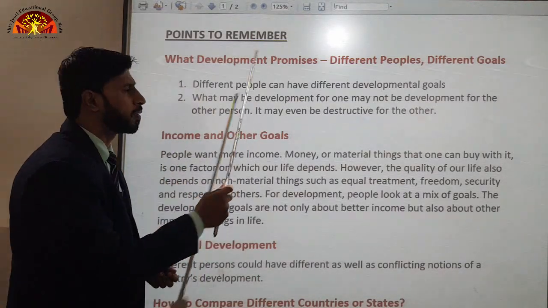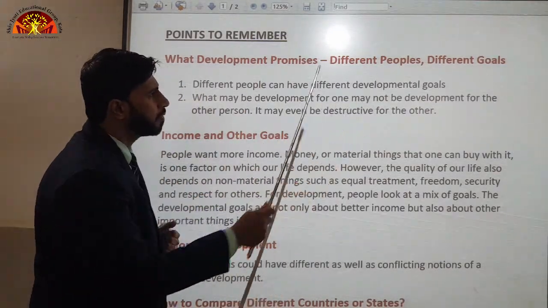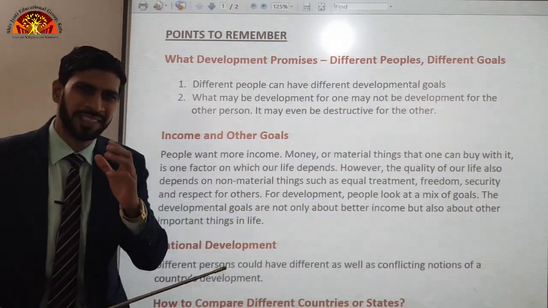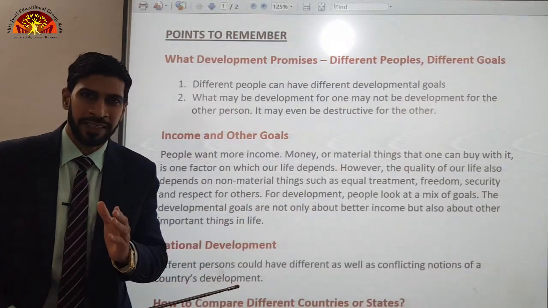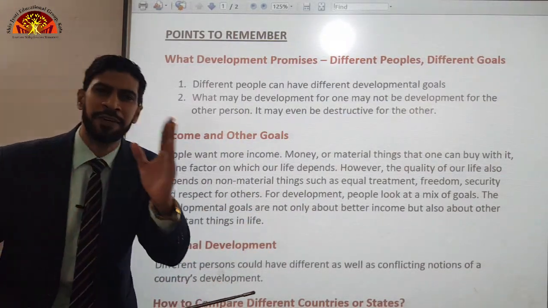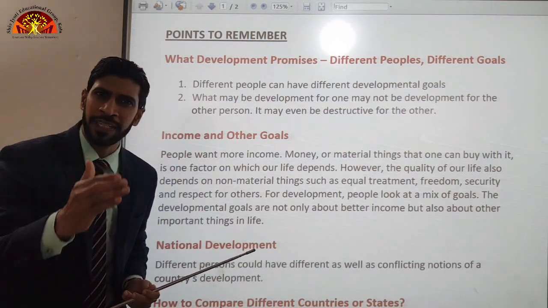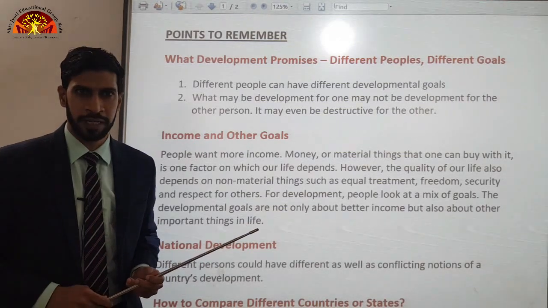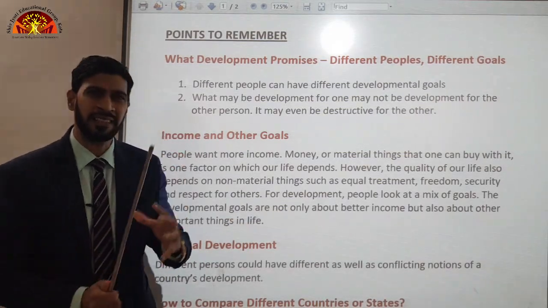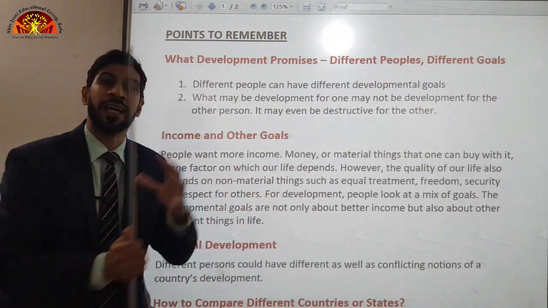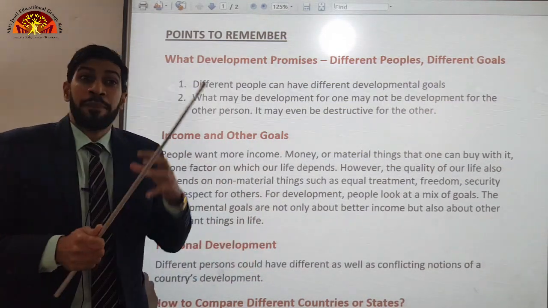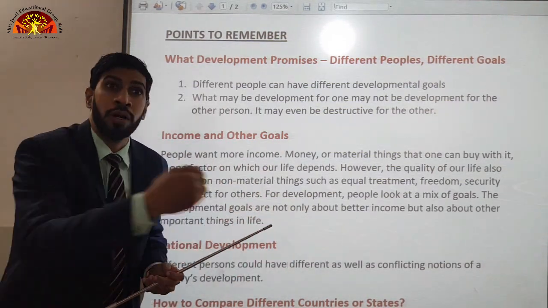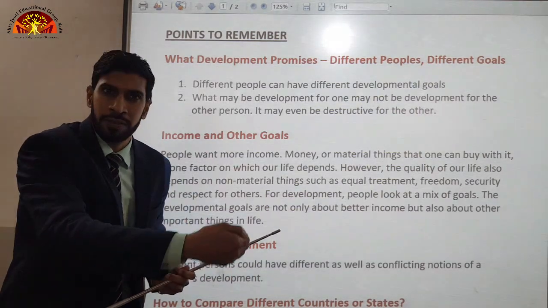What development promises? Different people, different goals. What does this mean? This means that development won't be same for everybody. सबके लिए डेवलपमेंट का मतलब सेम नहीं रहेगा. Let us understand this by one example. Imagine there is a landless labor जिसके पास जमीन नहीं है. His development goal might be to get work or to get better wages.